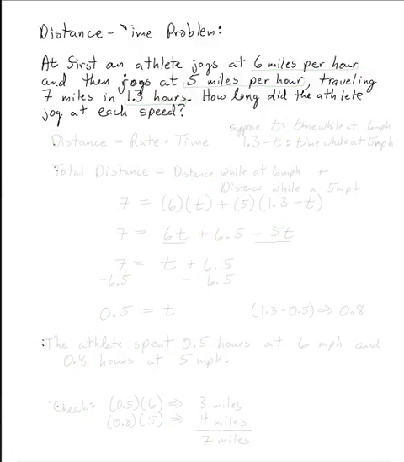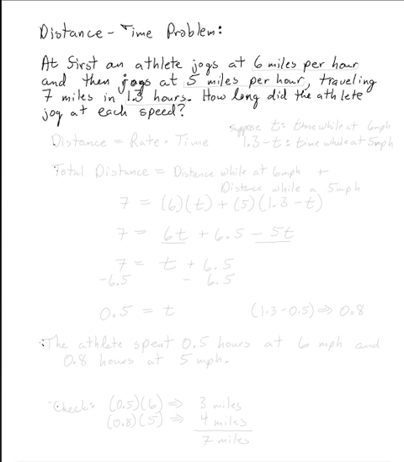First, an athlete jogs at 6 miles per hour and then jogs at 5 miles per hour, traveling 7 miles in 1.3 hours. How long did the athlete jog at each speed?